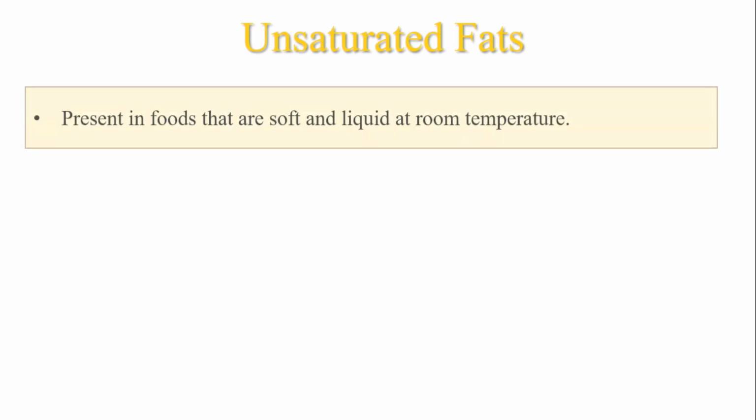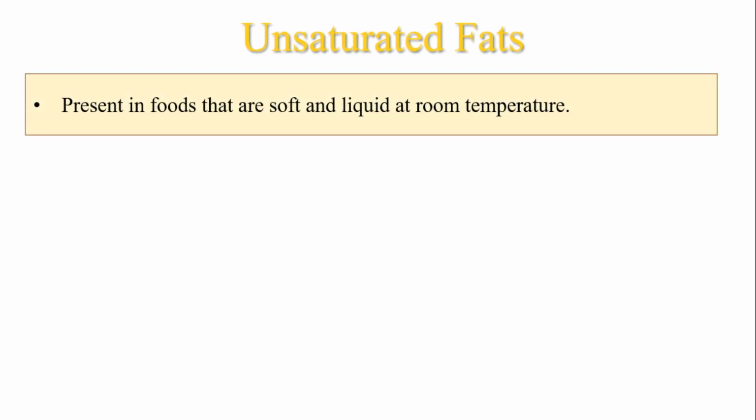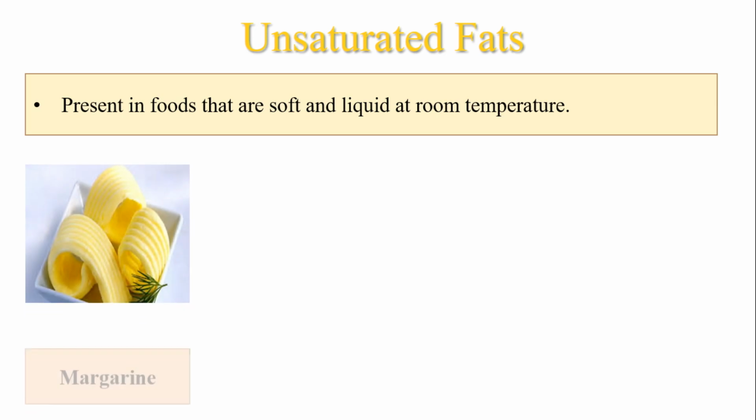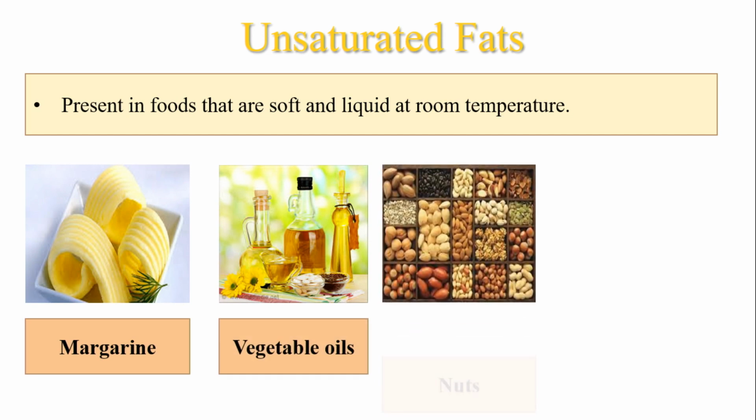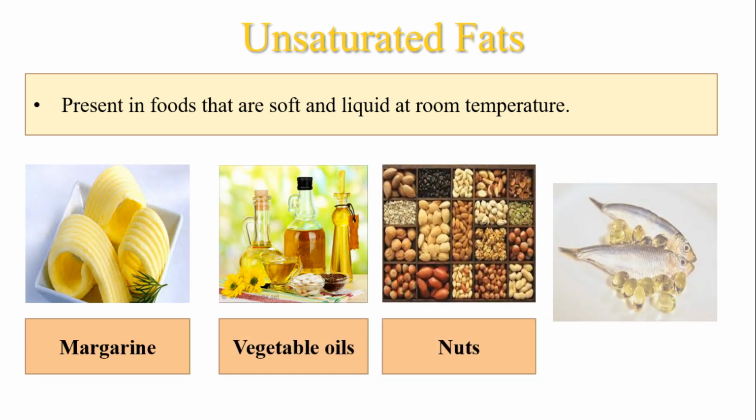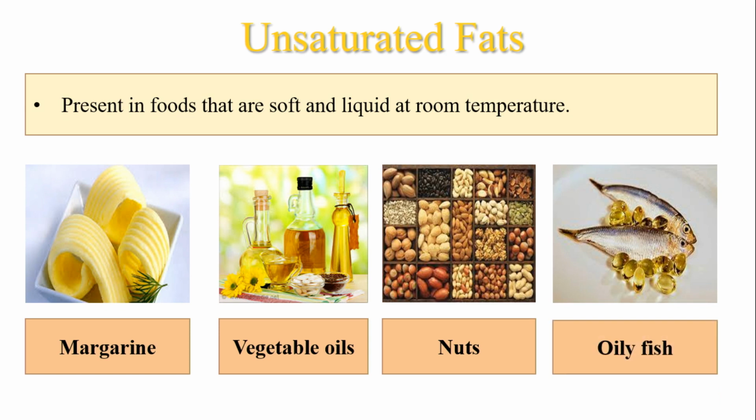Unsaturated fats. They are present in foods that are soft and liquid at room temperature. The sources are margarine, vegetable oils, nuts, and oily fish, for example, tuna and sardines.